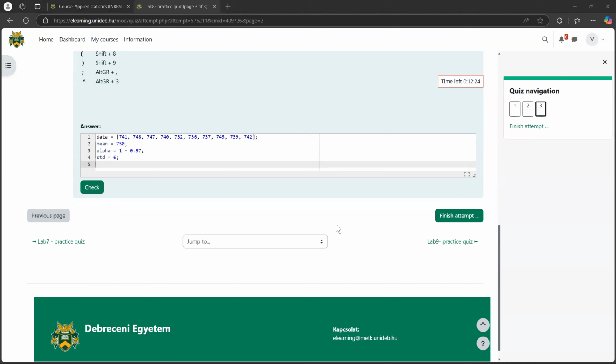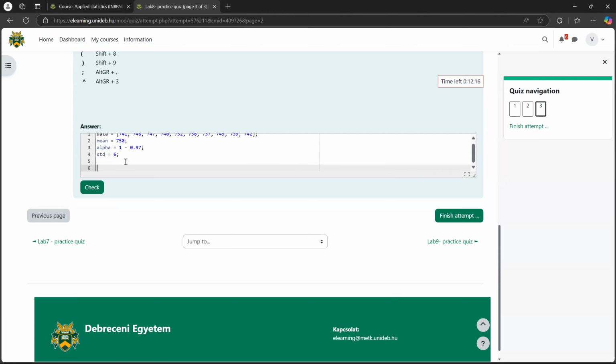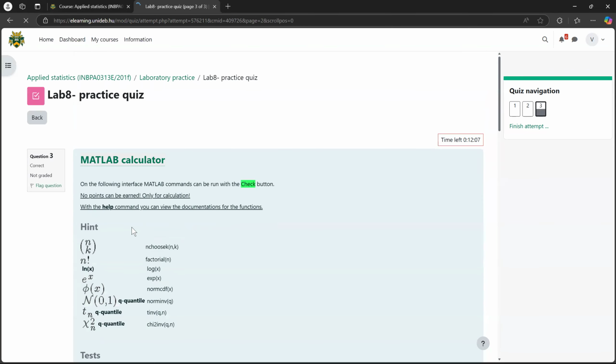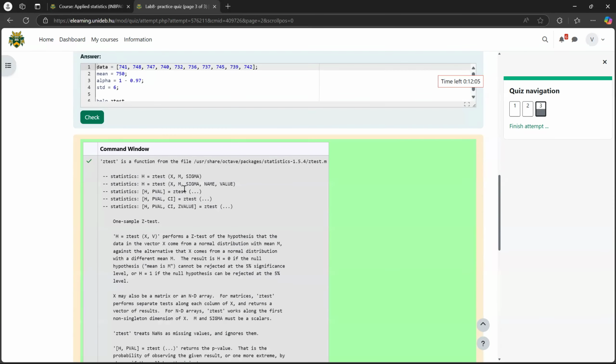Thanks for the help, Omar. I'm just doing it how I would do in an exam because you're limited on time. This is how you do it the fastest way. Then, just in case you mess up, do help z-test. You should always do help z-test. It says z-test expects x, m, sigma or x, m, sigma name value. We'll be doing this name value.